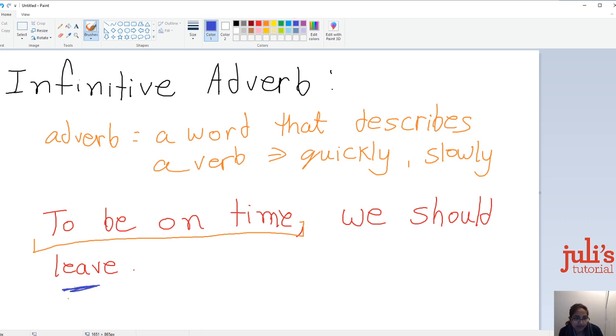Leave is the verb here. We should leave. We is the subject. Should leave is the verb. And it's being modified by this part because it's describing how they should leave, on time. Basically what it's saying is we should leave on time.